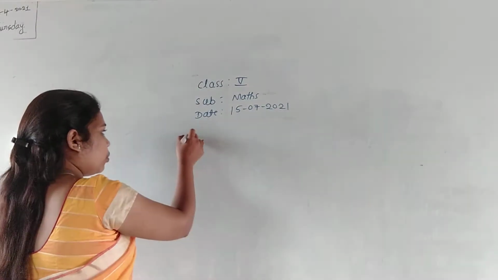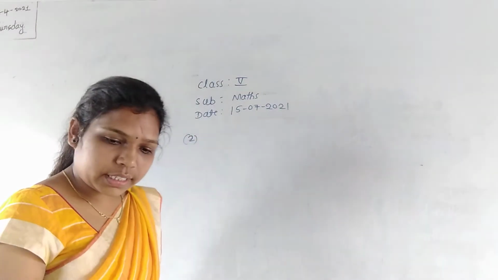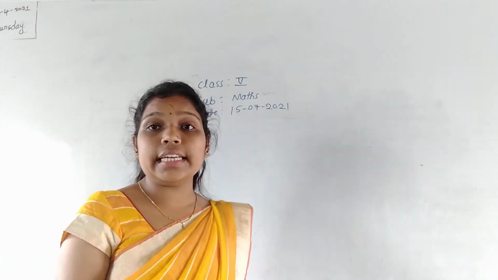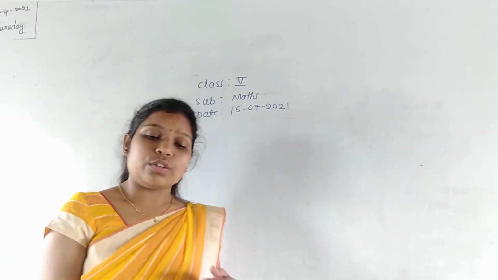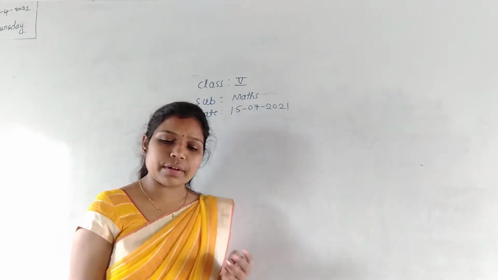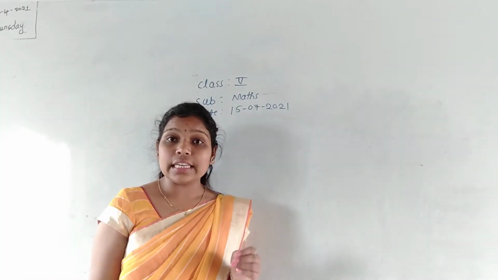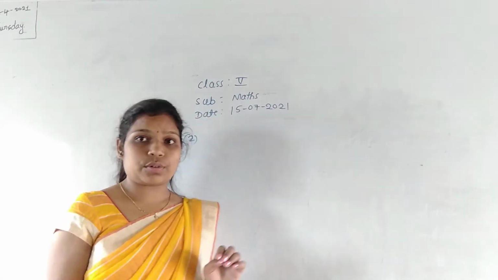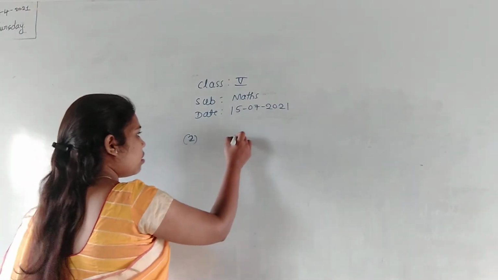What is the second question here? That is, write the place value of 2 in each of the following. Okay. So they given us some numbers here. 4 numbers they given here. We have to write the place value of 2 in those 4 numbers. Okay. So what is the first number here?